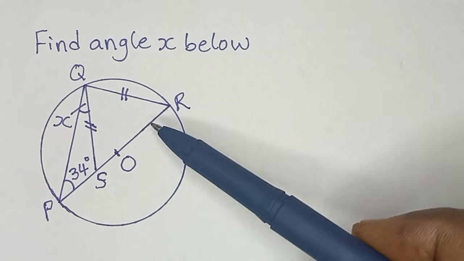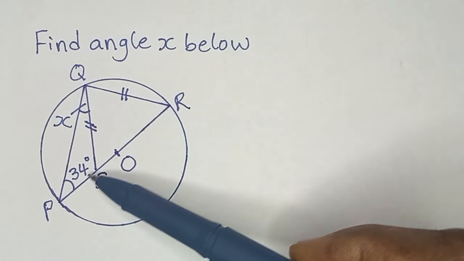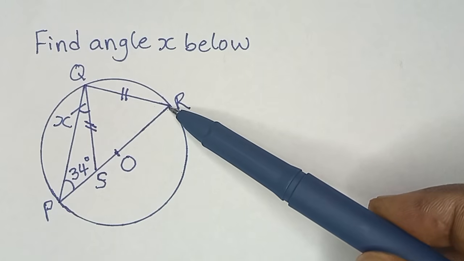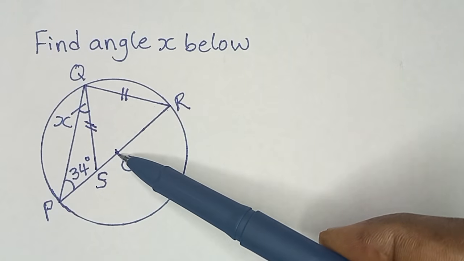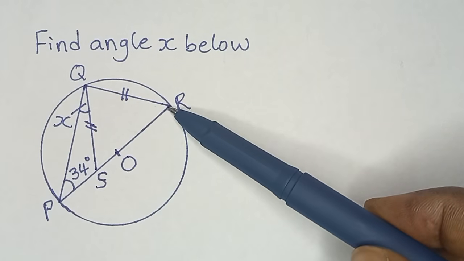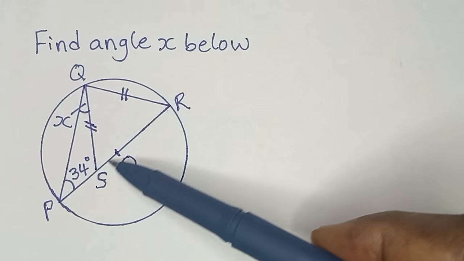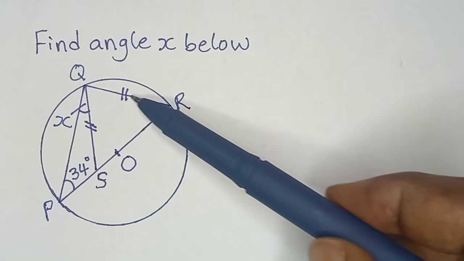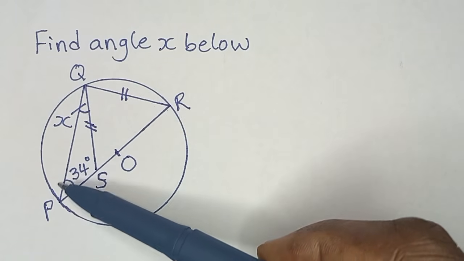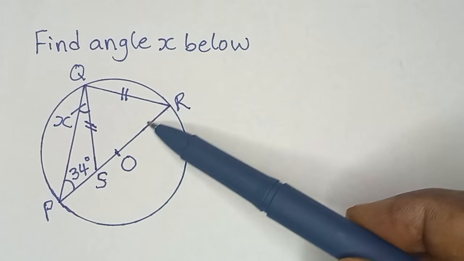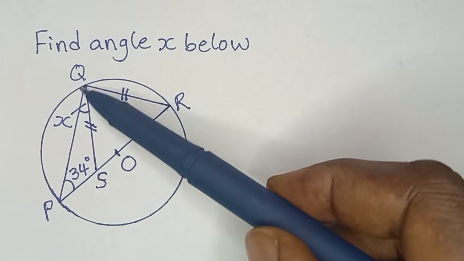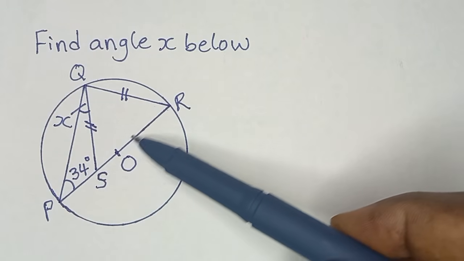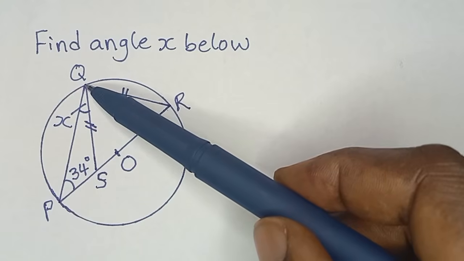First of all, look at this line PR passing through the center of the circle. It is the diameter of the circle. Take note of that. Now, when you see a diameter line in a circle, just trace the triangle that diameter line makes inside the circle. So this is triangle PQR that I'm tracing out, triangle PQR.